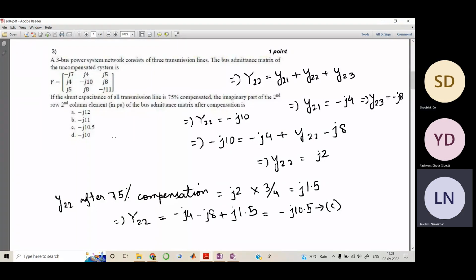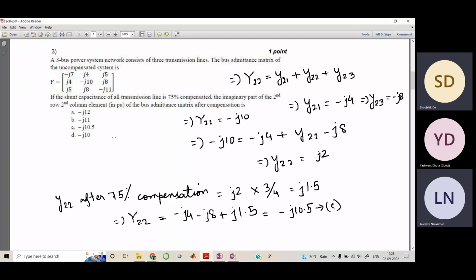I have a question here. Here it is shown it is 75 percent compensated, right? So in that case, I need to change the value of Y22. It should be 0.5, right? Because now the value is going to be reduced to 0.5. That is, one fourth is my existing value, right? Then it should be 1/4 instead of 3/4.